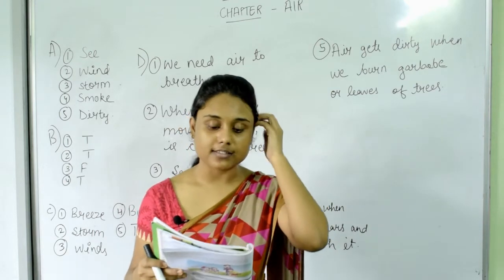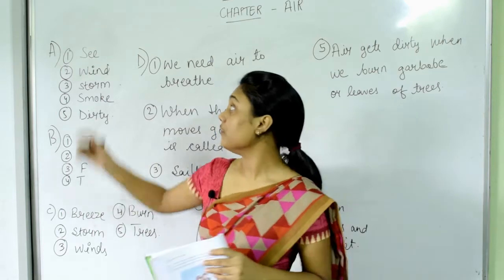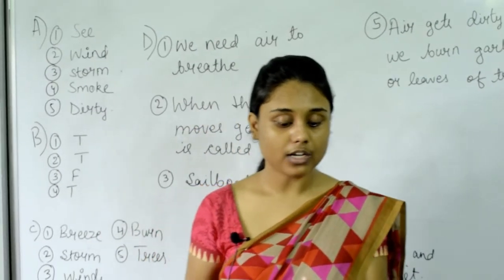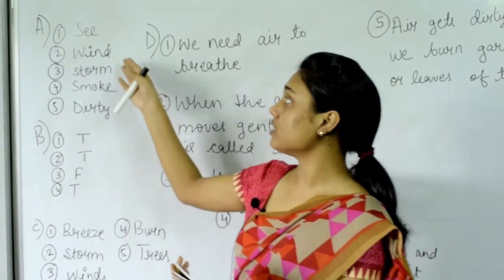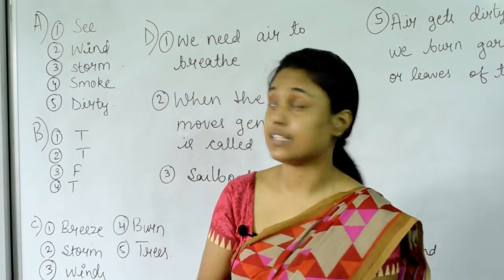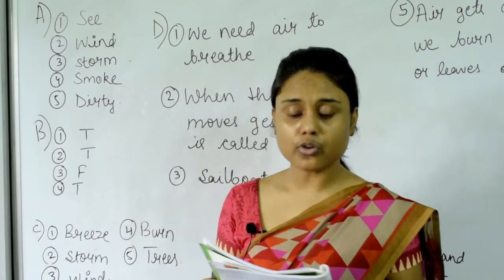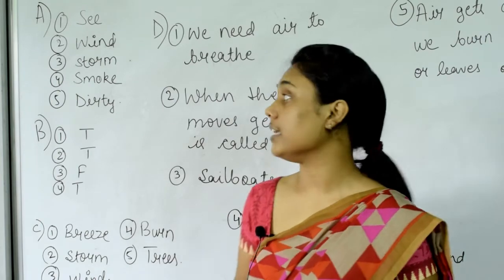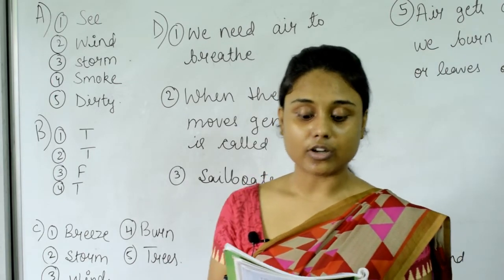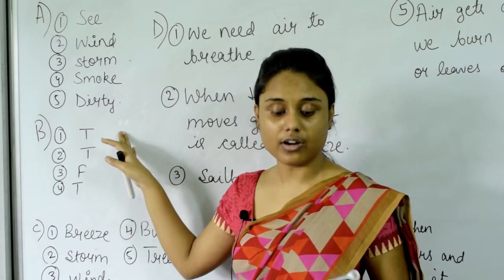Choose the correct answers. First question: we cannot feel or see the air. We cannot see the air, but we can feel the air. Moving air is called wind or smoke? Moving air is called wind. Strong winds are also called storm or breeze? Strong winds are also called storms. Now, smoke or sunshine makes the air dirty? Smoke makes the air dirty. Last question: dirty or clean air is harmful for us? Dirty air is harmful for us.